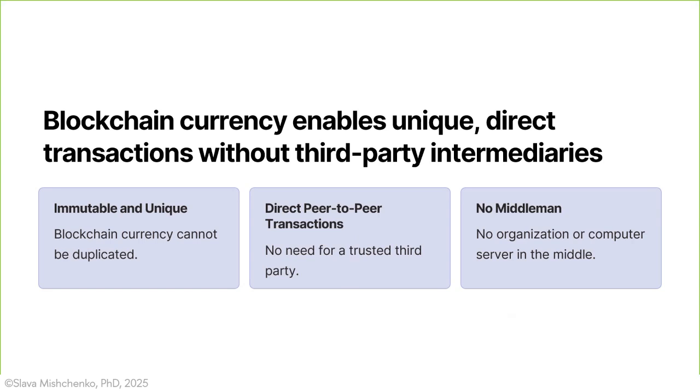And here's what I want you to grasp, which is the absence of a middleman. It isn't just about convenience or cost savings. It represents a fundamental shift in how we think about trust in financial transactions. In traditional systems, for example, we trust intermediaries to validate transactions, but in blockchain, we trust mathematics and cryptography.